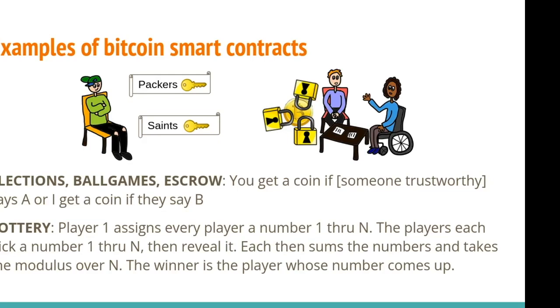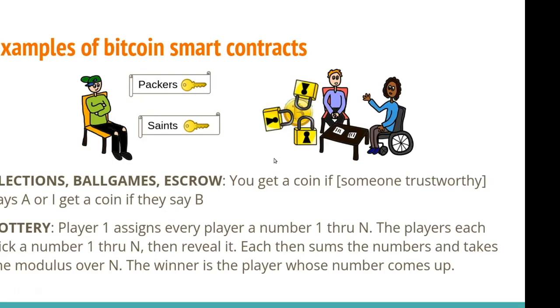You can get a coin if and only if someone you trust says A, or I get a coin if they say B. We use that for escrow. You could use it for elections and stuff. You'd bet on who's going to win an election. And then we have lotteries.